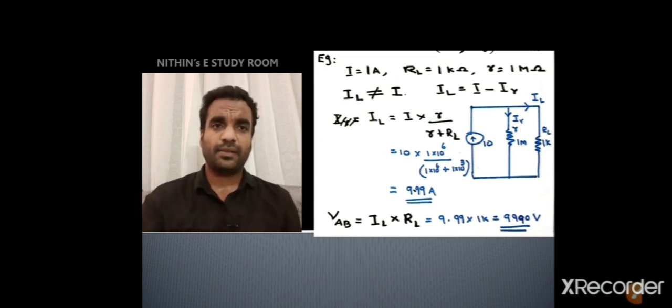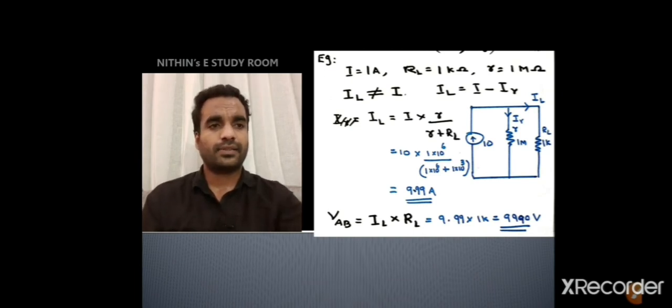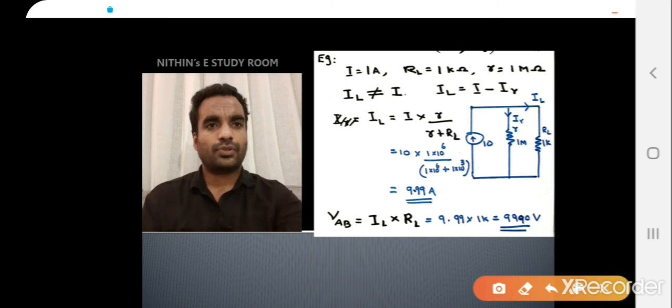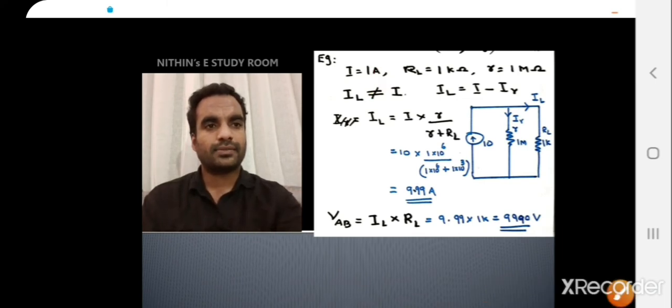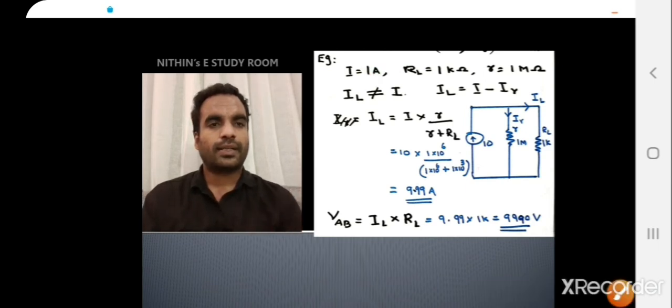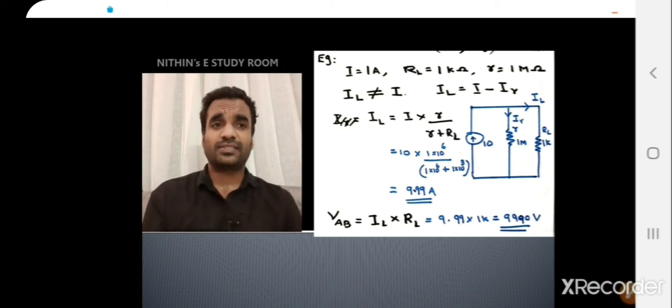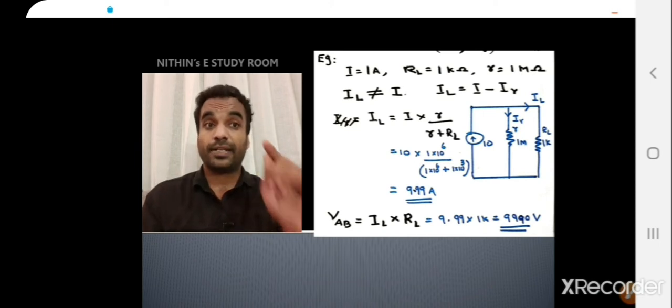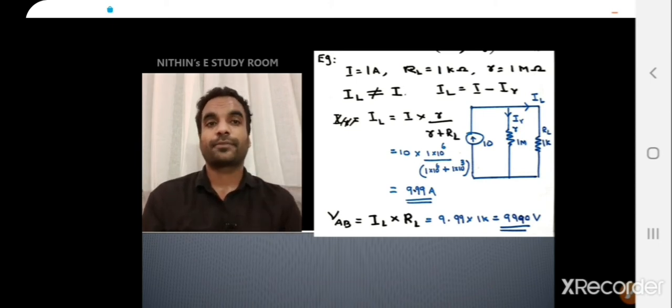In this example we are taking again, there is one correction. It is not 1 ampere, it is 10 ampere. Sorry, you can correct this: I is equal to not 1 ampere, I is equal to 10 ampere. So I is equal to 10 ampere, RL is equal to 1 kilo ohm. What is RL? Load resistance is 1 kilo ohm, and small r, the internal resistance, is 1 mega ohm. You should note that.